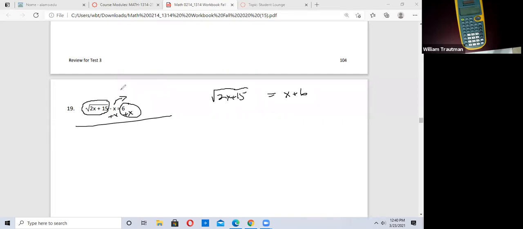Okay, so you have to get the square root by itself, because once you get the square root by itself, then the opposite of square root is squaring both sides. So you have to square both sides. Square root and square cancel. So I'm left with 2x plus 15. If this cancels with that, I'm just left with the 2x plus 15. On the other side, though, you have to do x plus 6 squared.